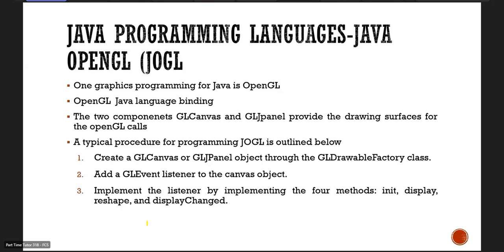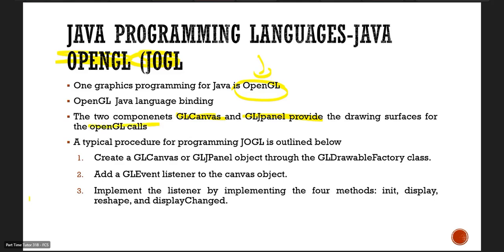Now, Java programming languages. So here we are talking about Java and OpenGL. Here is one graphics programming option for Java, which is OpenGL. Java here is using this standard, which is OpenGL. We have two components, GLCanvas and GLJPanel. These two components provide the drawing surfaces for OpenGL.